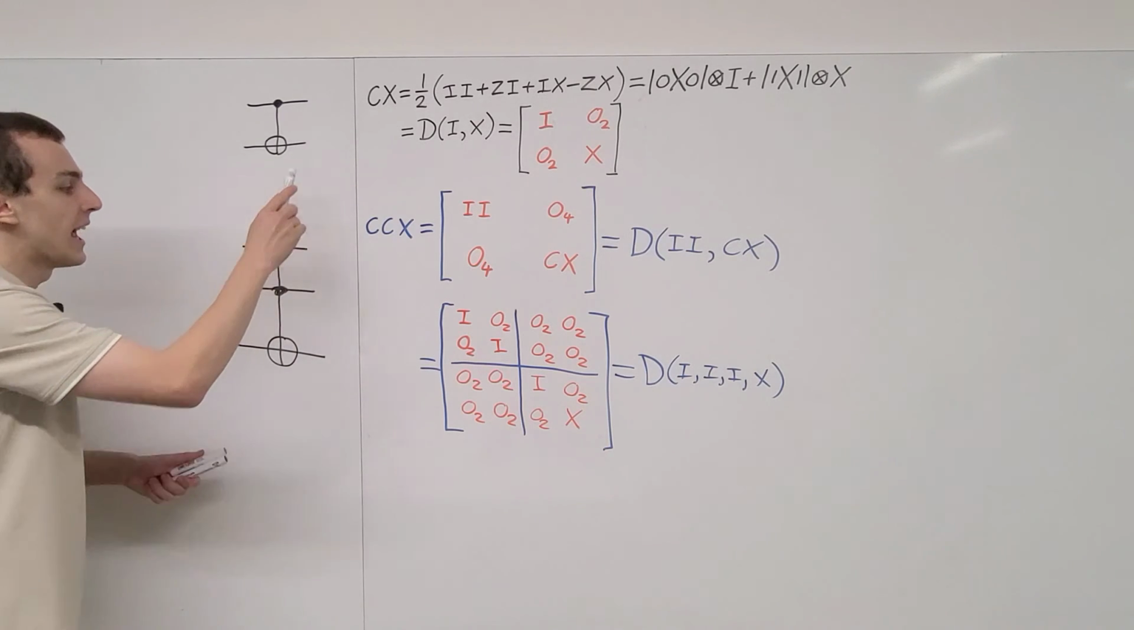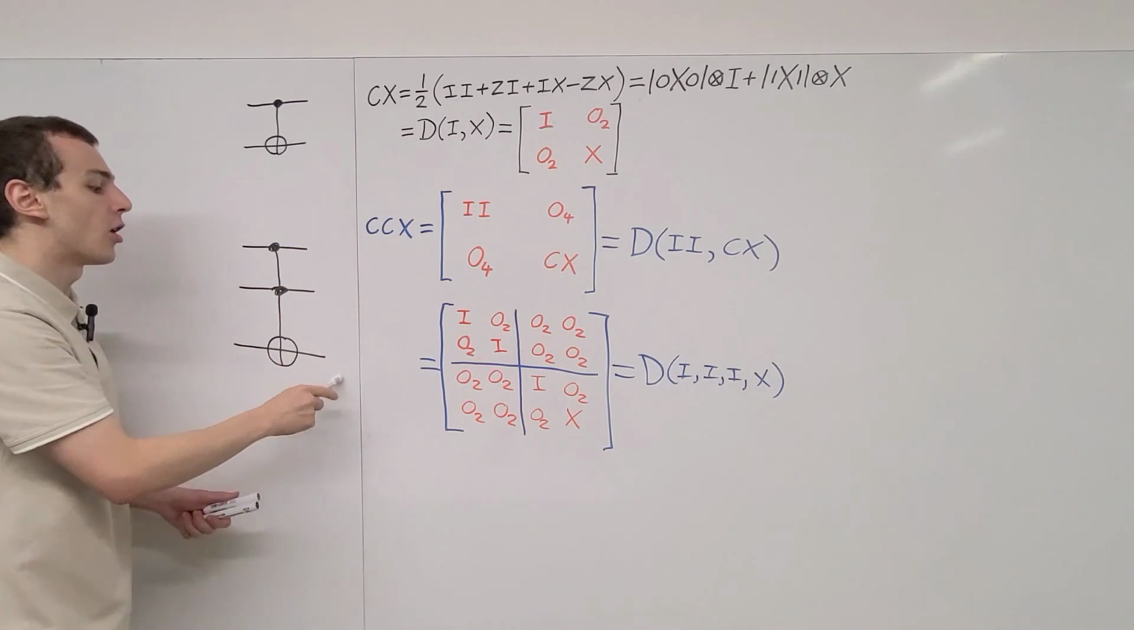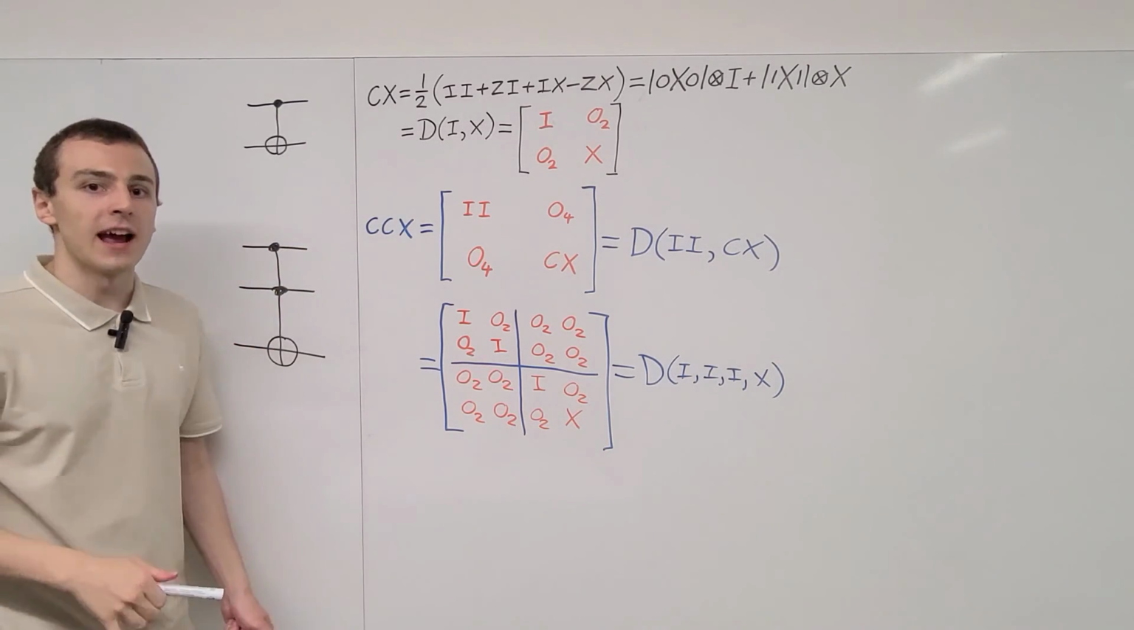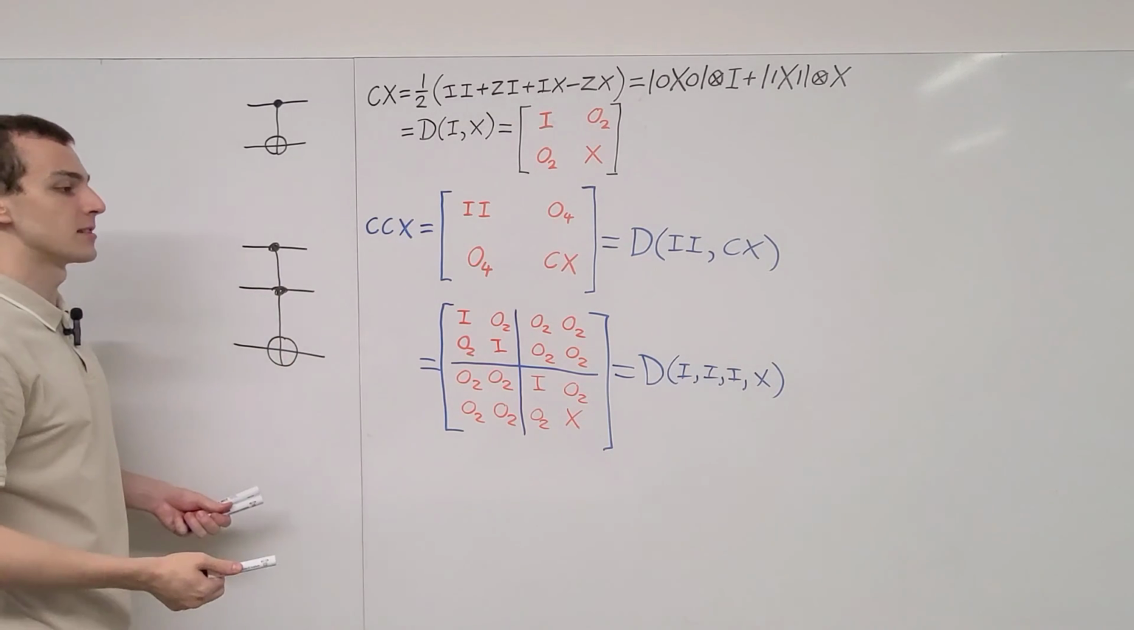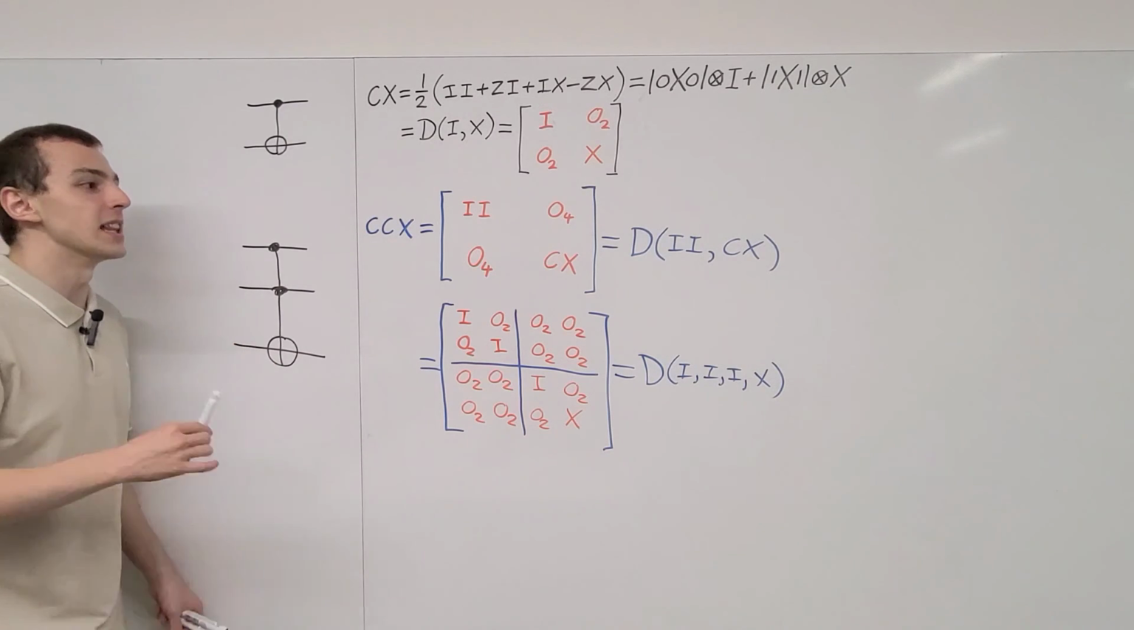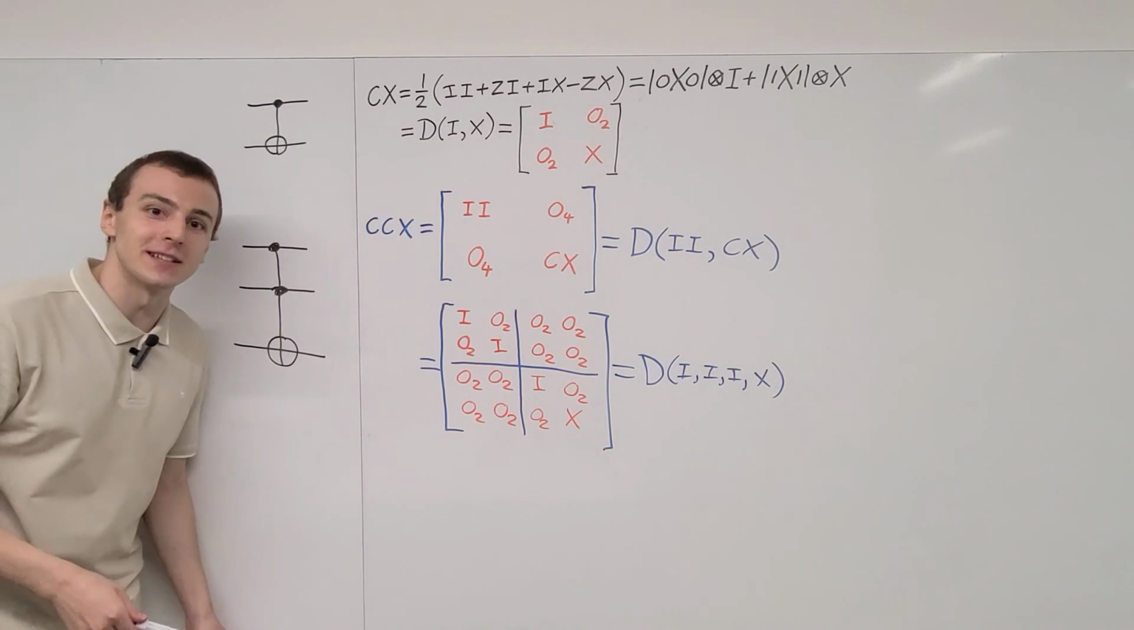So the controlled NOT gate and the Toffoli gate are ubiquitous in quantum circuits, and they allow us to perform a lot of quantum algorithms with these quantum circuits. We're going to see all of that in later videos in the quantum mechanics playlist.